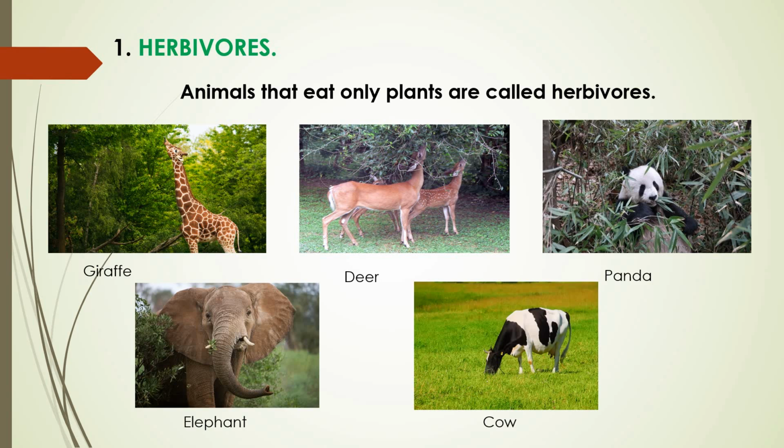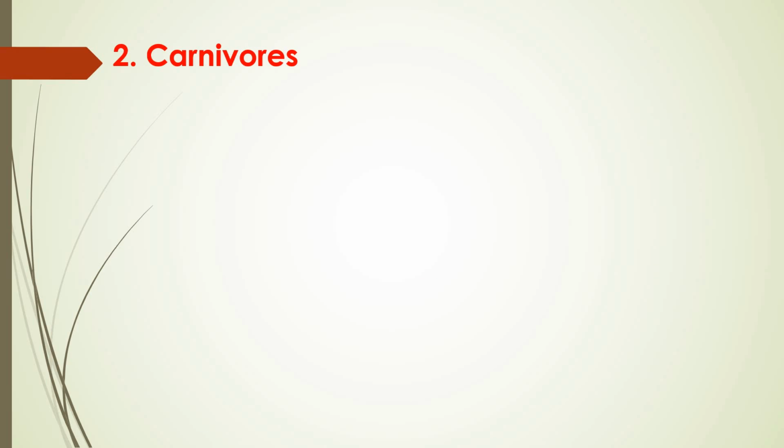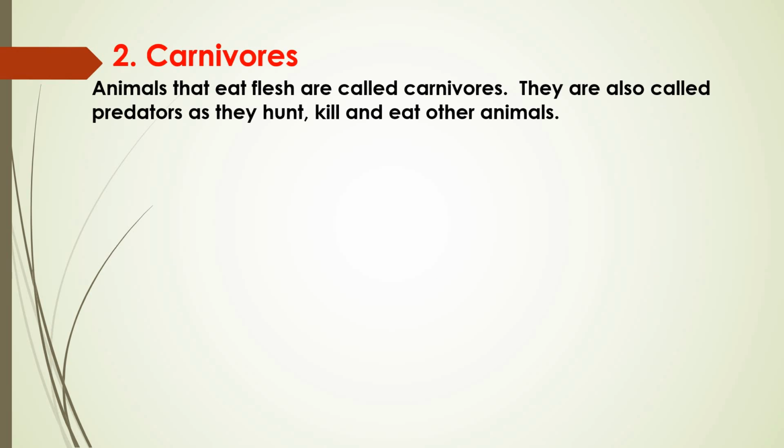Now let us go to the second type of animals, and they are carnivores. Animals that eat flesh are called carnivores. They are also called predators, as they hunt, kill, and eat other animals, and the animals that they hunt, kill, and eat are also called prey. So predators kill their prey, eat them, and get their food from their prey.